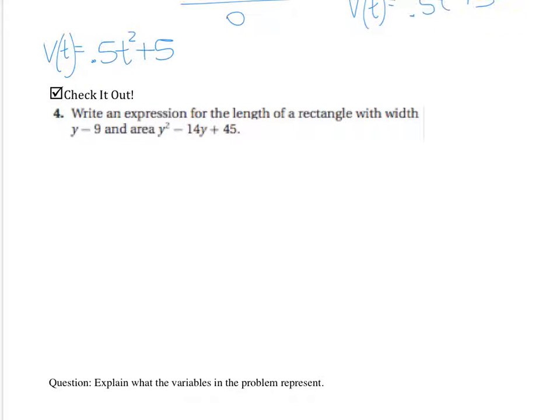You're basically dividing y squared minus 14y plus 45 by y minus 9. I'm going to choose synthetic division.